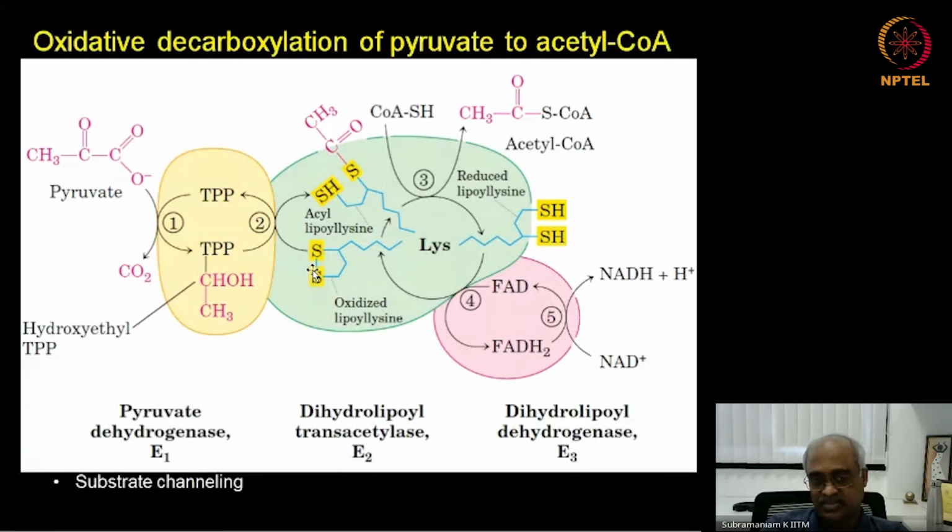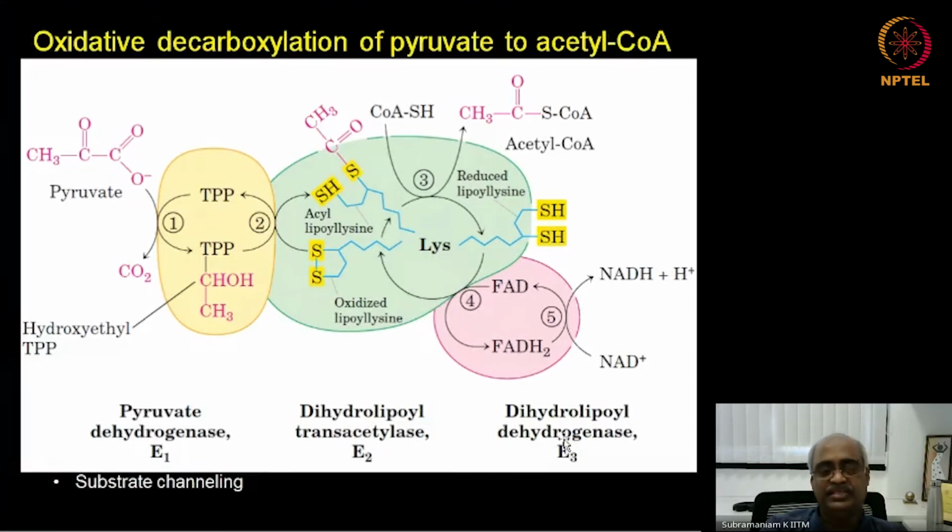Remember, it is a catalyst. It does not undergo permanent change. It's only a transient change. So when acetyl-CoA is released, what you end up getting is a reduced lipoic acid. So this is the sulfhydryl group, thiol groups, and that has to be oxidized again. And here the electrons taken from here get transferred temporarily to FAD. So FADH2 is produced. It's reduced FADH2.